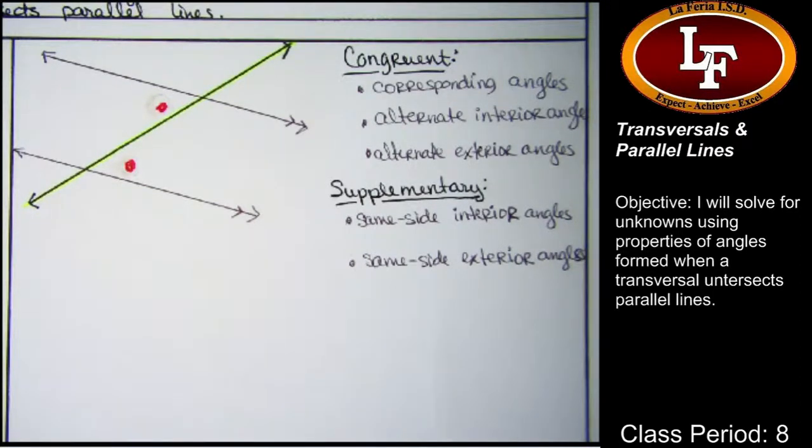Okay? Take 10 more seconds. It's okay. Are they on the same side of the transversal or on different sides? Then it's one of the alternates. Are they inside the lines or outside the lines? Then they're alternate interior. Okay.